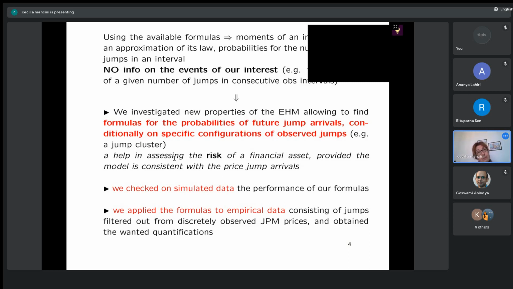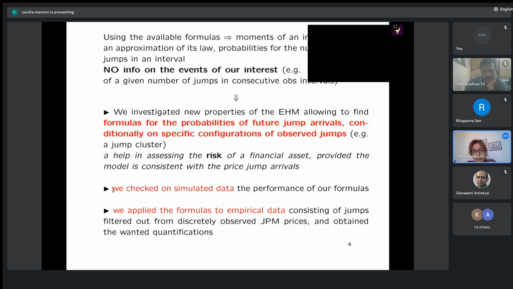This clearly could give indications in assessing the risk of a financial asset, so in managing our portfolio decisions, clearly provided that the model is consistent with the prices, the jump arrival of the price.